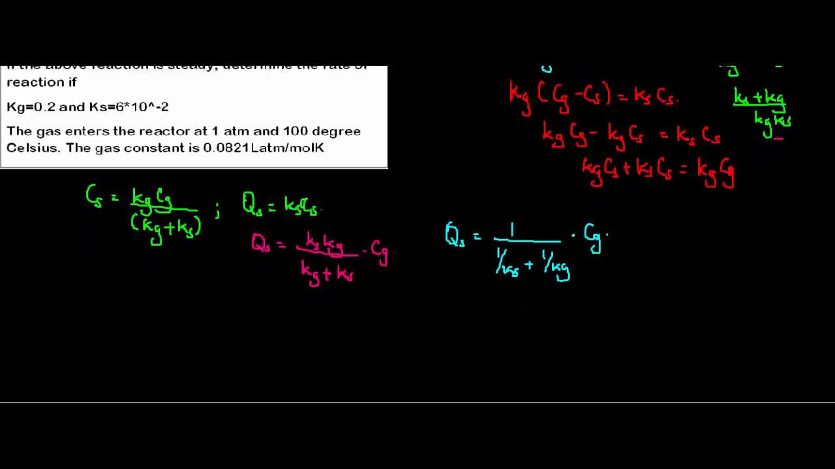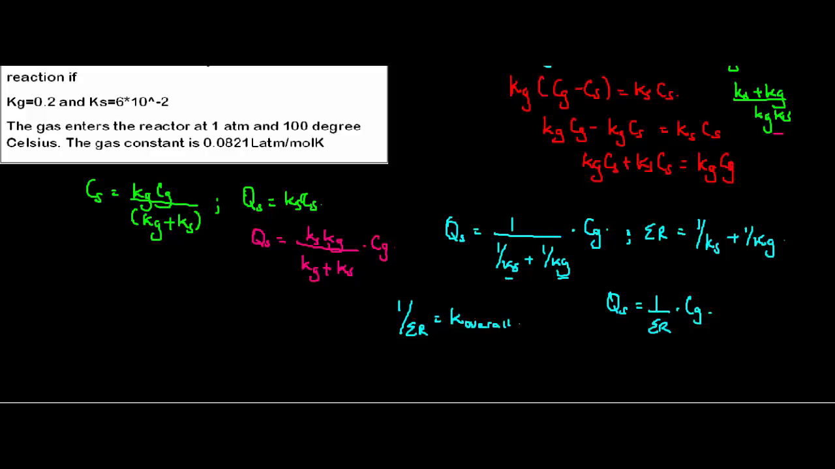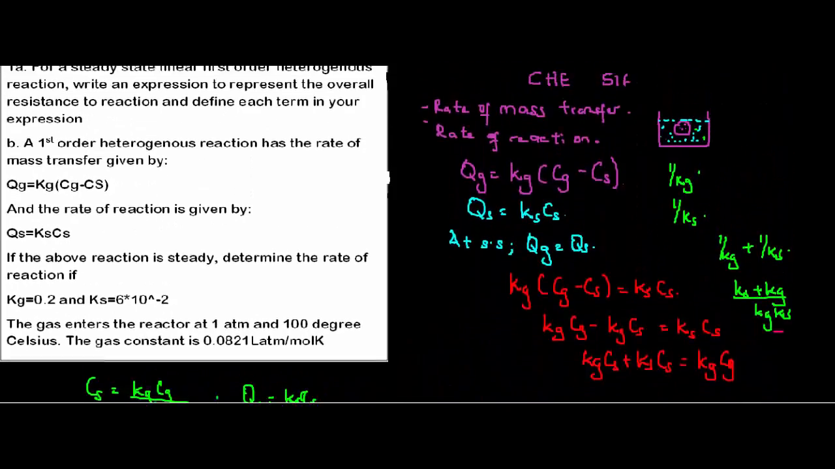Meanwhile, the overall resistance, summation R, if this is the resistance for the solid to react and this is the resistance for the gas to react, then the overall resistance will be equal to 1 over Ks plus 1 over Kg. So I can now say that Qs is equal to 1 over summation R times Cg. You can also call 1 over summation R K overall. Now looking at this expression, you've already derived what you were asked to find.